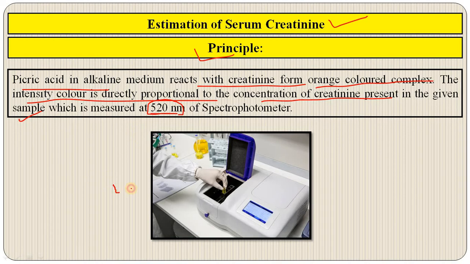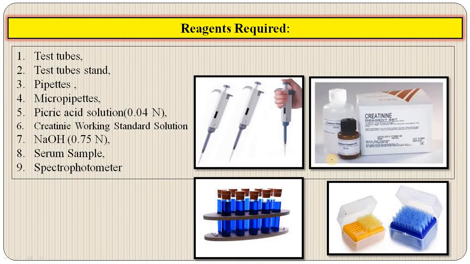So we have a good instrument at the Department of Veterinary Biochemistry, Mumbai Veterinary College, Mumbai, to estimate the concentration of different metabolites. So this is the important instrument that is called the ultraviolet link spectrophotometer. Now let us see the reagents required, material required.